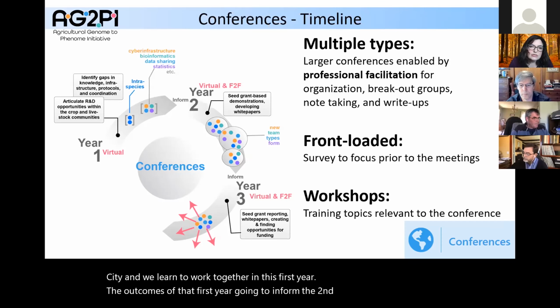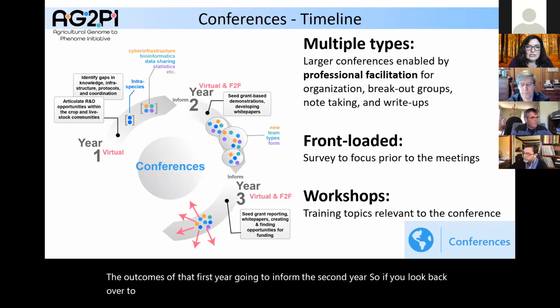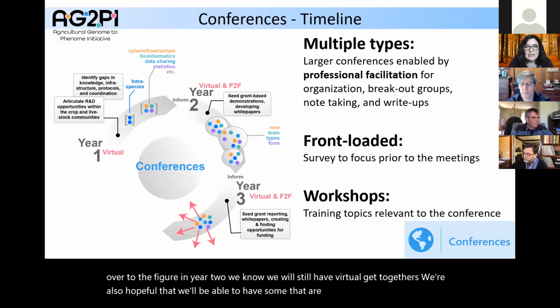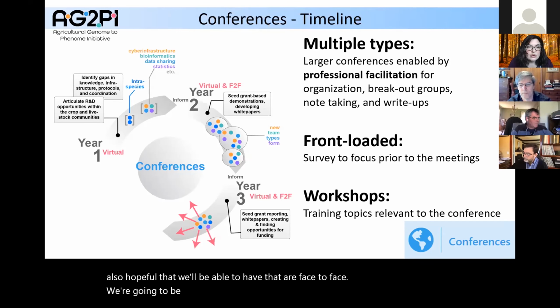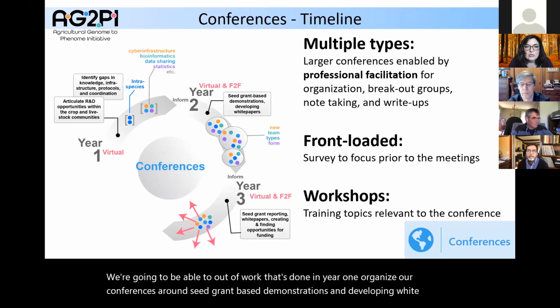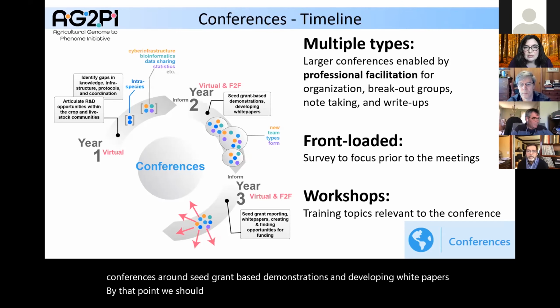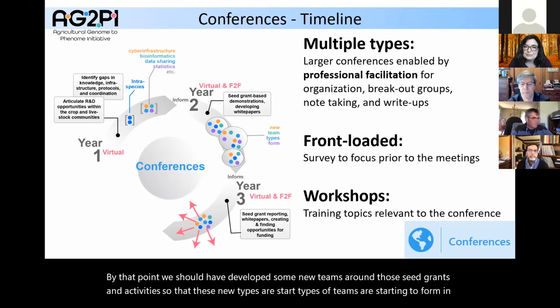So if you look back over to the figure, in year two, we know we will still have virtual get-togethers. We're also hopeful that we'll be able to have some that are face-to-face. Out of work that's done in year one, we're going to be able to organize our conferences around seed grant-based demonstrations and developing white papers. By that point, we should have developed some new teams around those seed grants and activities so that these new types of teams are starting to form in these bubbles.